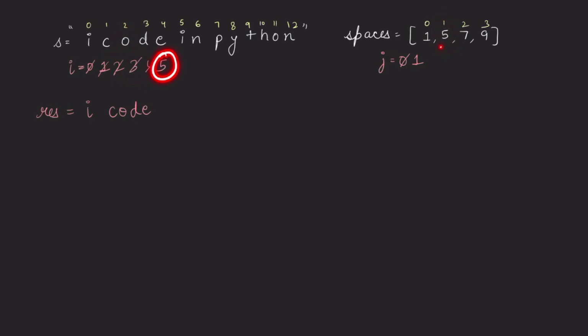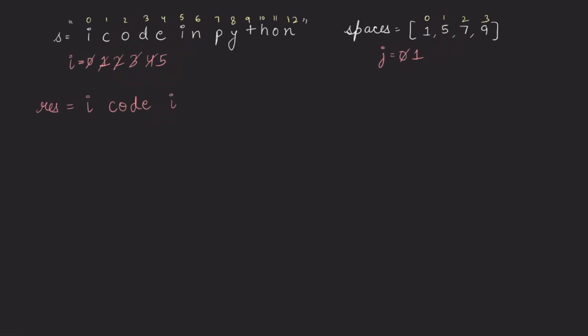Now you will see that 5 has become equal to 5. So now we need to insert a space. So we will append a space here and we will append the character also. So I will come here. This I will become 6 and J will become 2 now. Now this 6 is not equal to 7. So we should append the character as is. So N will come here. I will become 7. Now this 7 has become equal to this 7.